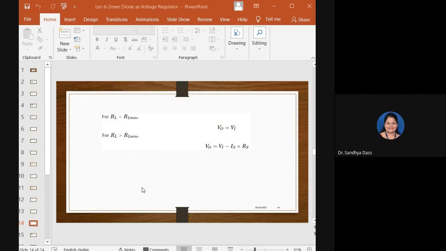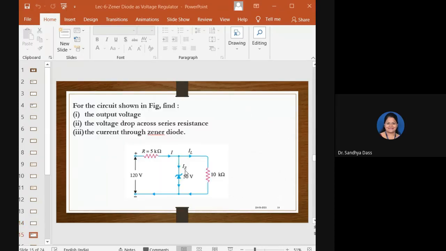I hope you have understood what line regulation and load regulation are at this point. So we will go on with some simple problems. There is a simple problem given for the circuit shown. Find, first, the output voltage; second, the voltage drop across the series resistance; and third, the current through the Zener diode. Very simple problem. I want all of you to try and give your answer in the chat box.